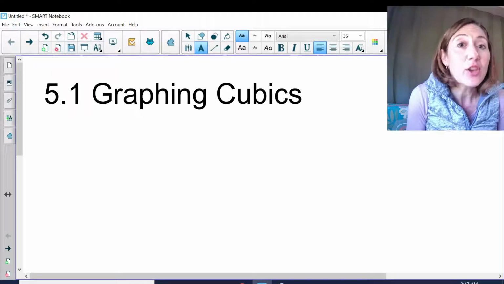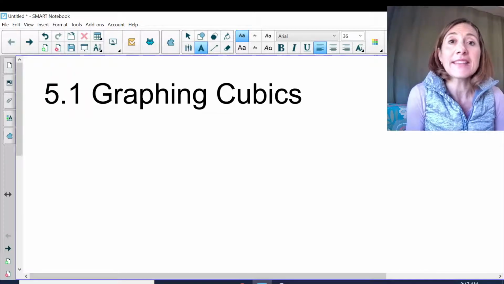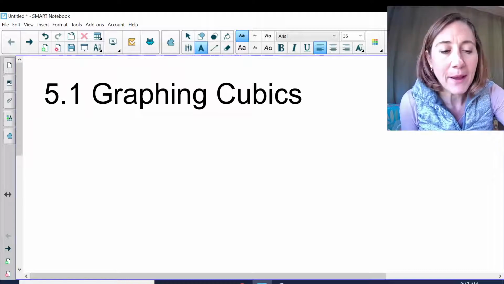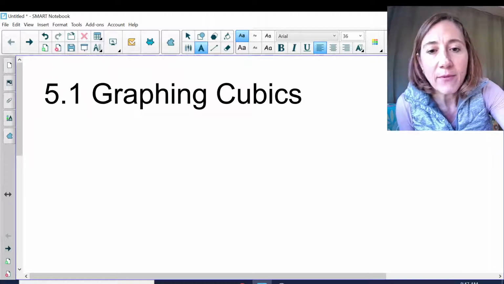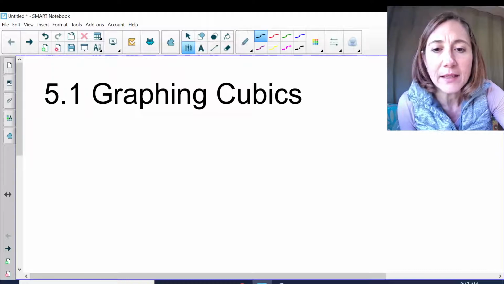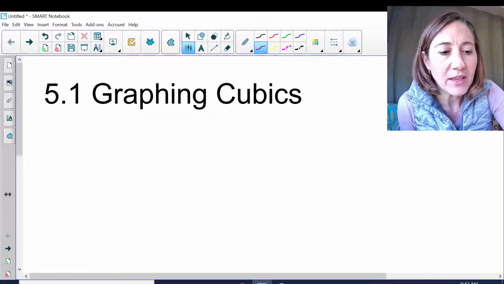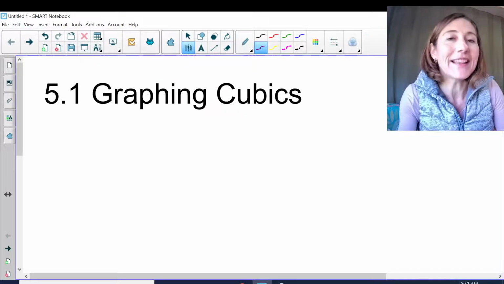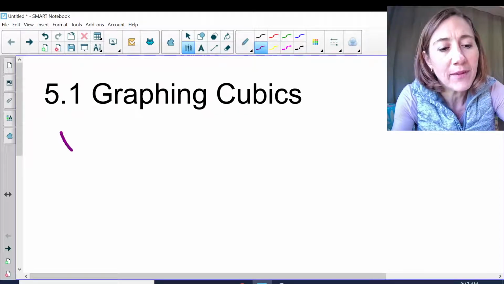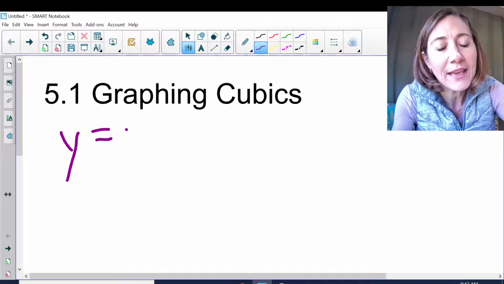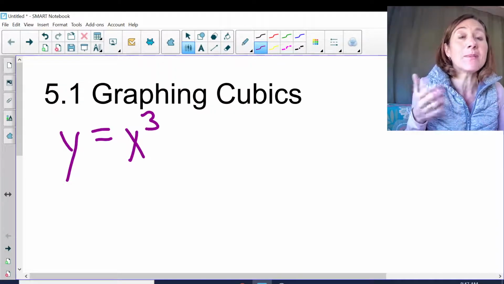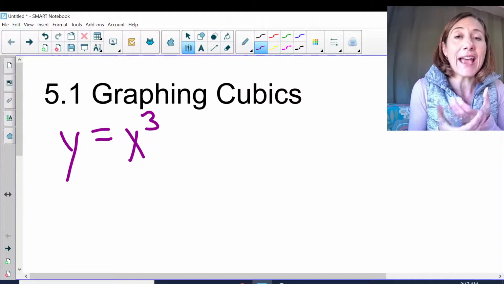about graphing cubics. So this is a new style of function for you, and let's just dive in and start talking about the parent function. If we are talking about cubics, what exponent do you think is going to be involved? Yes, cubes. That's to the third power. So the parent function for this is y equals x cubed. Remember, parent function means the most basic type of that category.